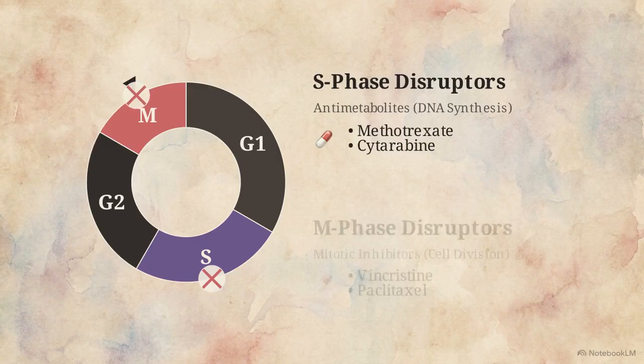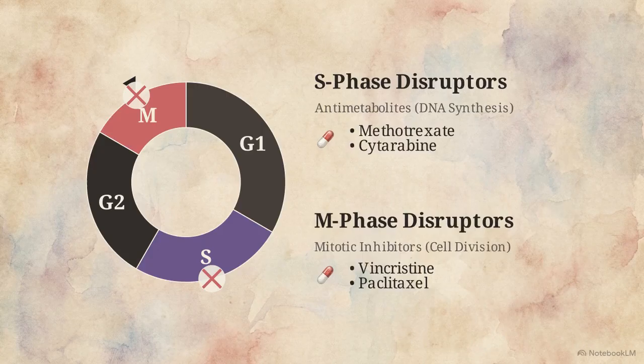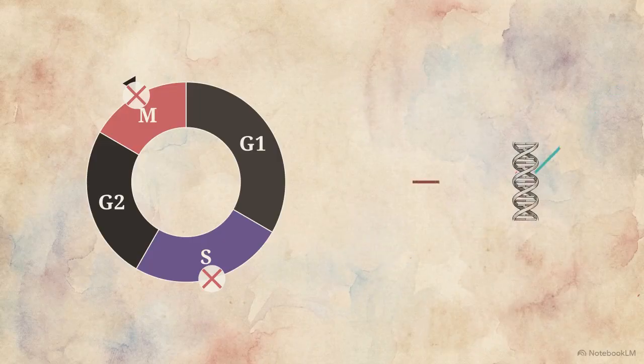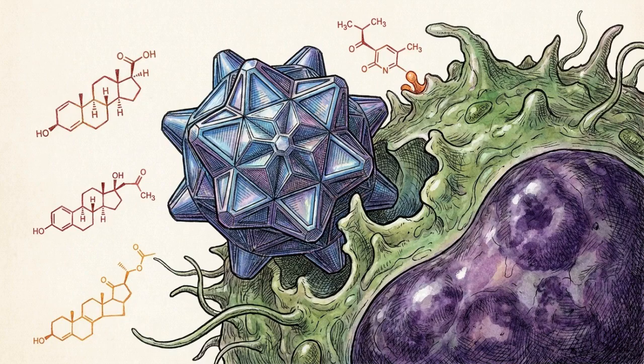M-phase disruptors physically prevent cell division. These mitotic inhibitors include vinca alkaloids like vincristine and taxanes like paclitaxel. Other agents alter DNA regardless of the cell cycle phase. Alkylating agents like cyclophosphamide and platinum compounds like cisplatin directly scramble the cell's genetic code. For sex hormone-dependent cancers, targeted modulators like tamoxifen and leuprolide are used to starve tumors of their specific growth catalysts.